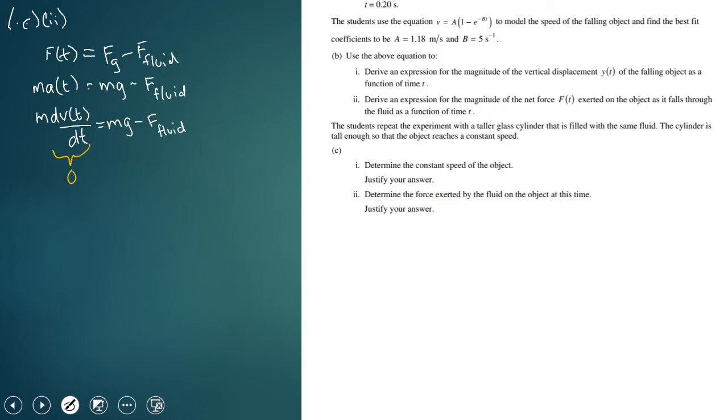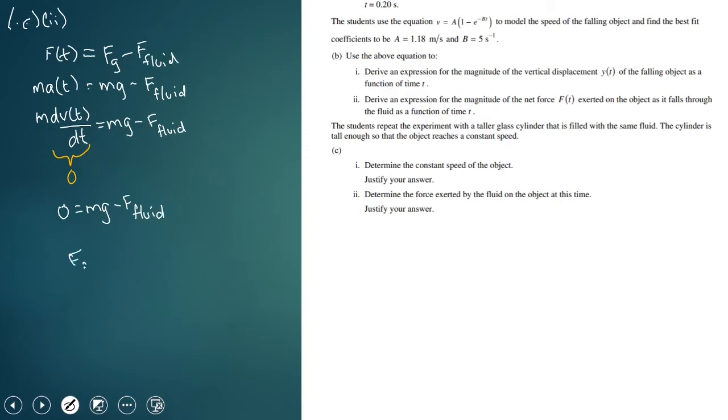And so what exactly is dv by dt? Well, this is 0, right? We've reached the point where we have a constant speed. And so what exactly does the constant speed represent? Well, the constant speed just represents that there's no change. So keep in mind that dv by dt represents a change in velocity. There's no change anymore. And so that entire left-hand side will become 0. And so what we're left with is 0 is equal to mg minus the force of the fluid.